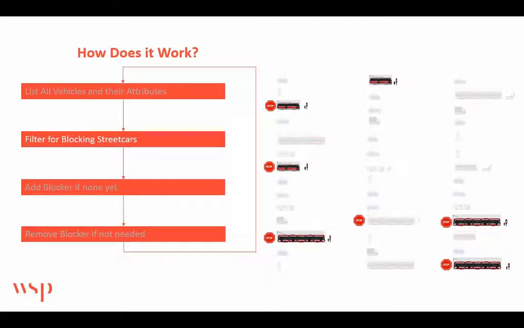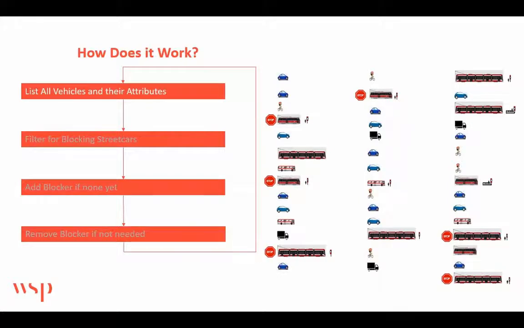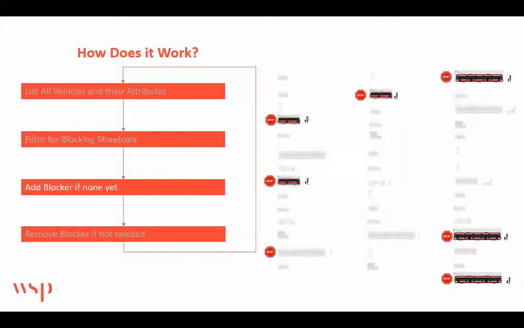Python then filters the list to include a new list of blocking streetcars. And for every blocking streetcar that doesn't yet have a dummy blocker vehicle next to it, add a dummy blocker vehicle. And for every dummy blocker vehicle that no longer has a qualifying blocking streetcar next to it, remove itself. So again, this process is repeated 10 times a second.